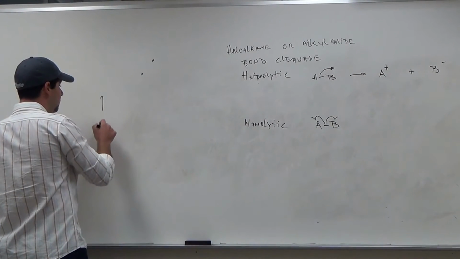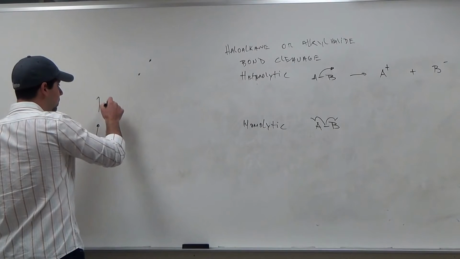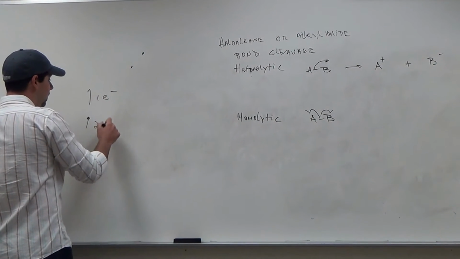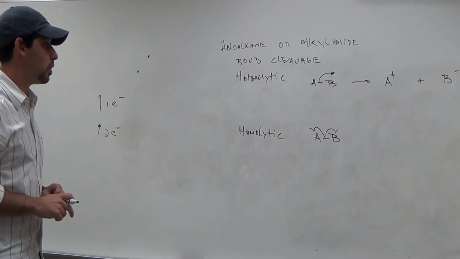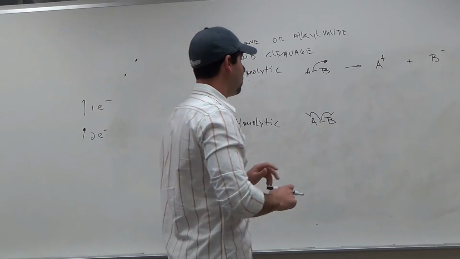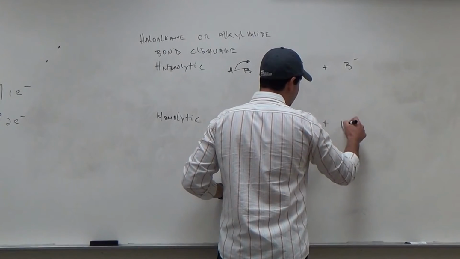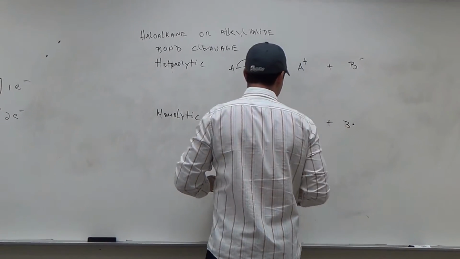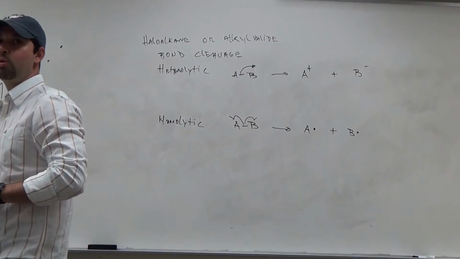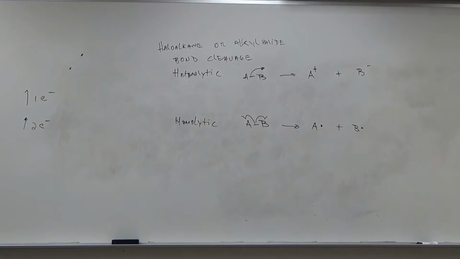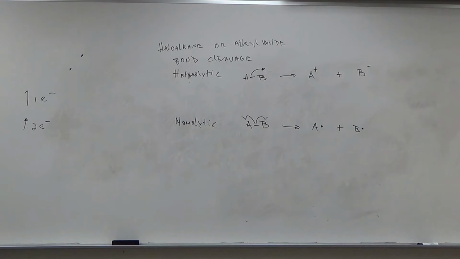I have told you many times before, one head means one electron, and two-headed arrows means two electrons, okay? So what happens here is A keeps one electron while B keeps the other electron. Those are called radicals, okay? It's not a negative charge, it's not a positive charge, it is neutral.